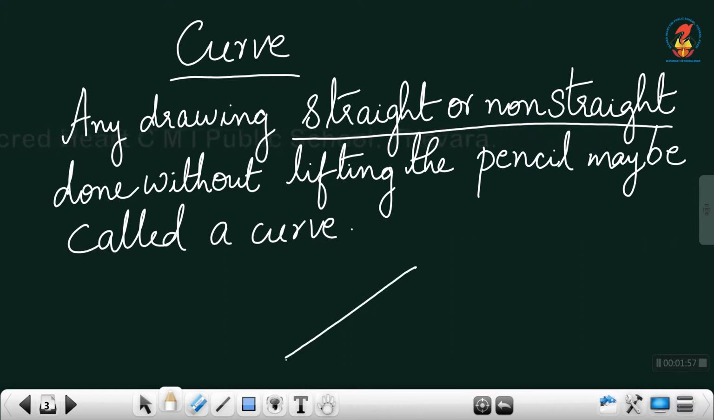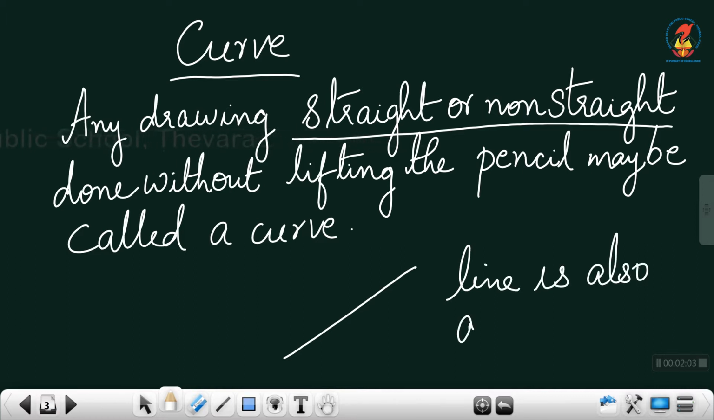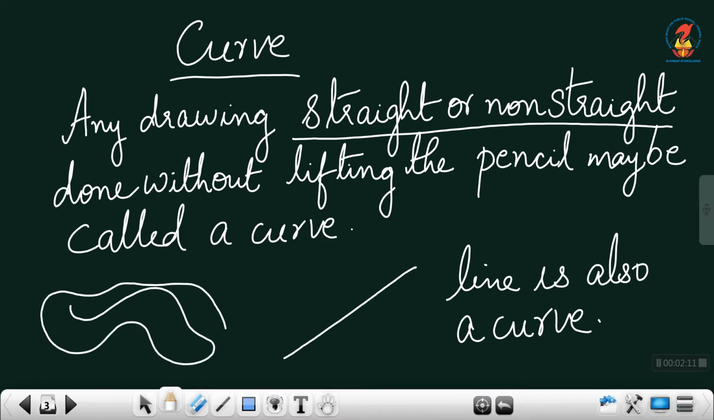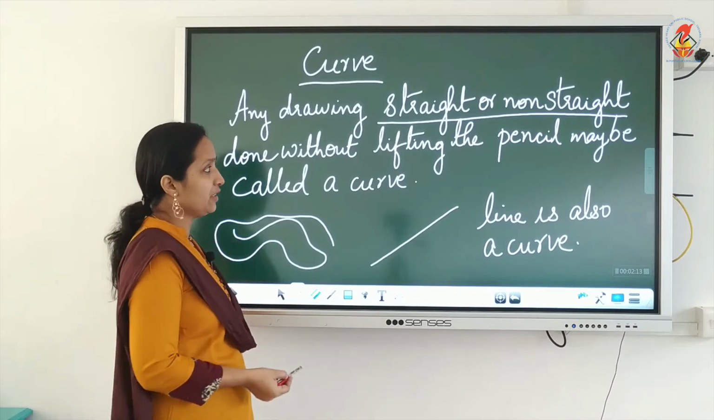So we can say a line is also a curve. Curve means what? Without lifting the pencil or pen, if you are drawing anything, that's a curve. I hope curve is clear.